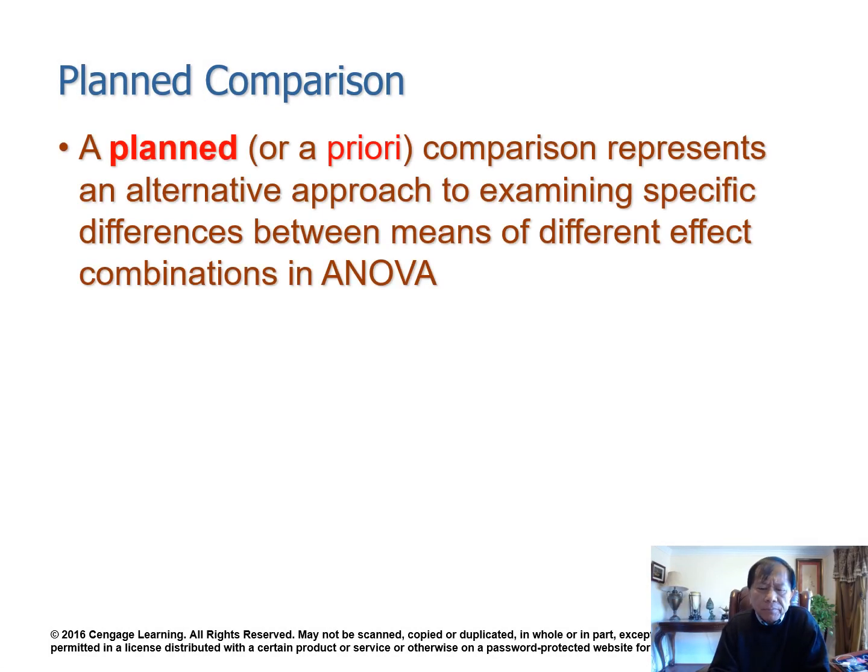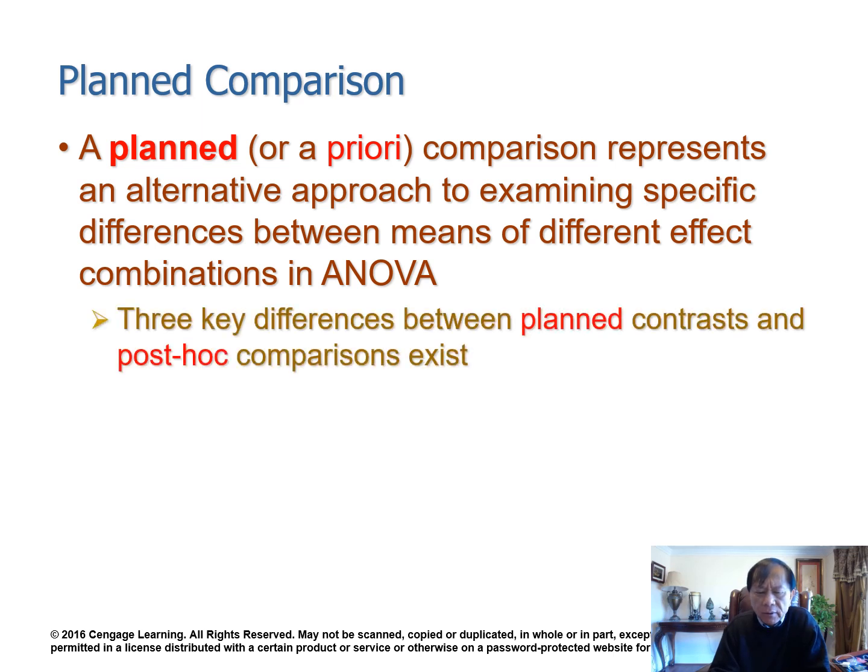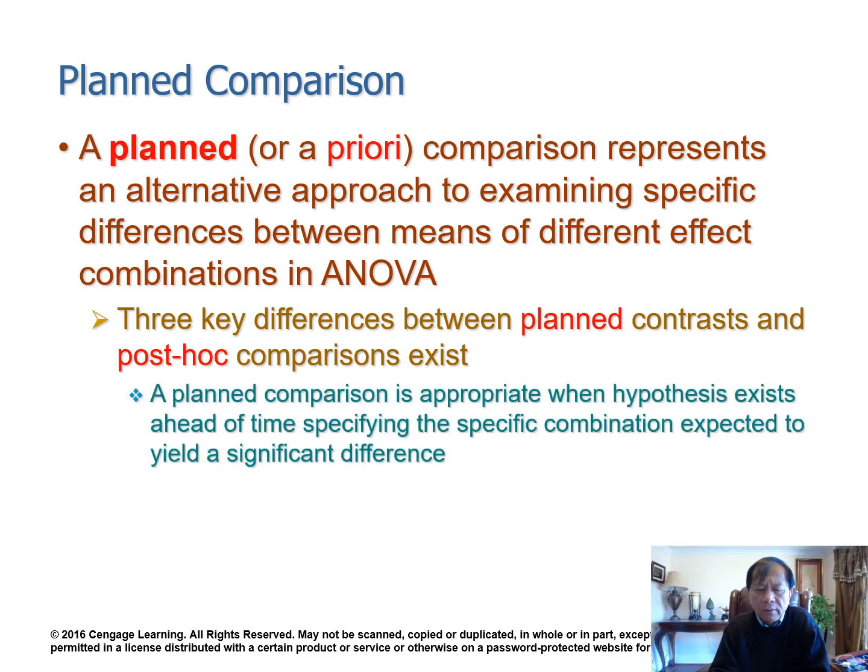Planned comparison. A planned comparison, or a priori comparison, represents an alternative approach to examining specific differences between means of different effect combinations in ANOVA. Okay, there are three key differences between planned contrast and post hoc comparison tests.